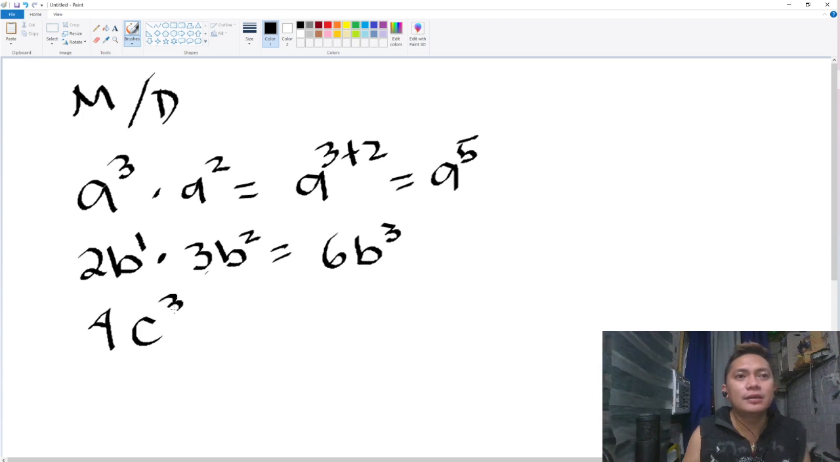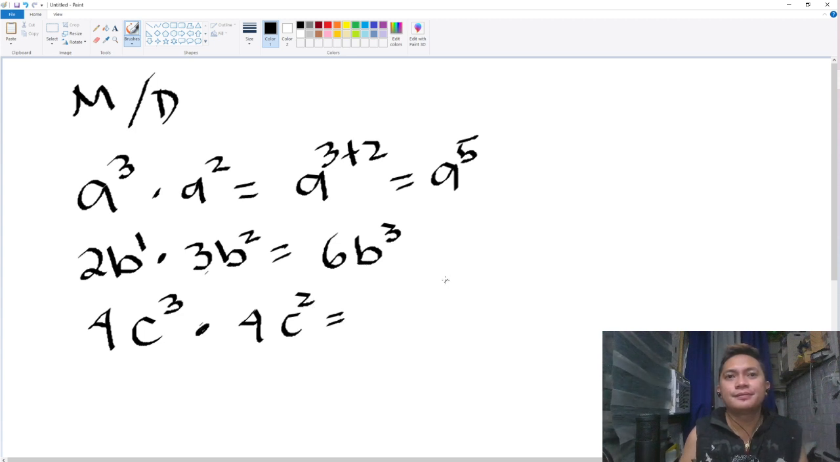4c to the third power or cube times 4c to the second power. Okay, so multiply 4 times 4, that is 16. Then add the exponent, 3 plus 2, that is c raised to 5. So the answer here is 16c to the 5th power. Okay, next.